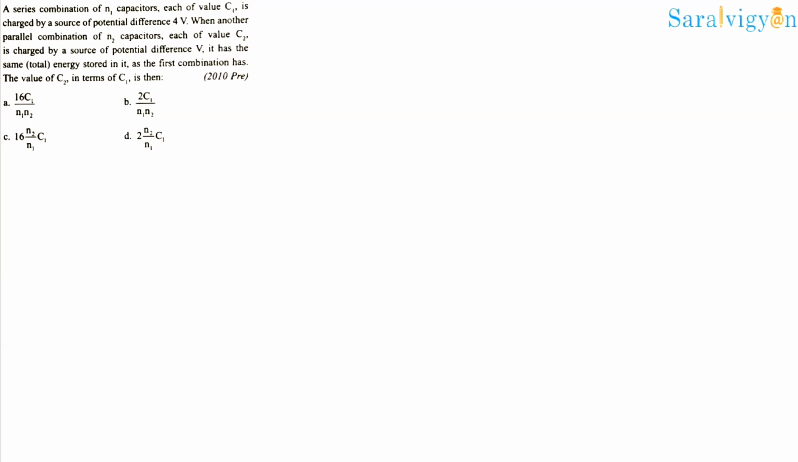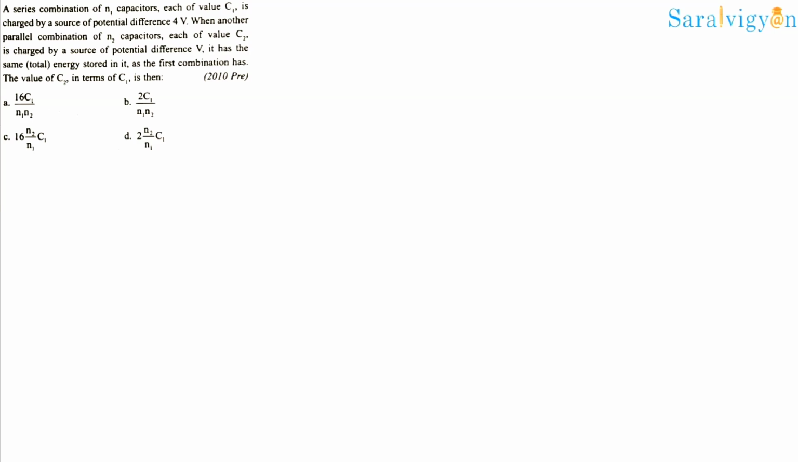C, 16 n₂ by n₁ C1; and D, 2 into n₂ by n₁ C1. So here we are given a series combination and a parallel combination, and we have to equate the energies of them and find C2 in terms of C1.